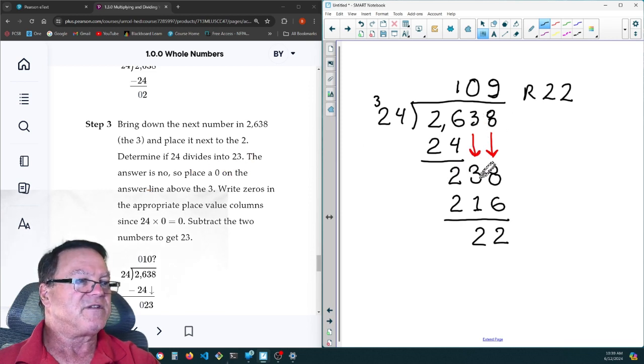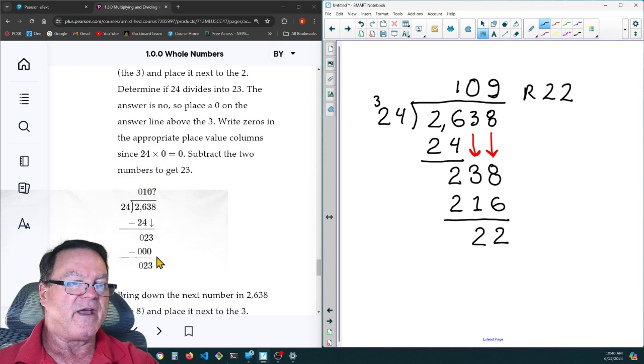We did that, and we said that 23 was smaller than 24, so we could not put it. We had to put a 0. The answer is no, so place a 0 on the answer line above the 3. Write zeros in the appropriate place value column. Since 24 times 0 equals 0, subtract the 2 numbers to get 23. We didn't bother doing that. We just went ahead and brought down the next digit, which was the 8.